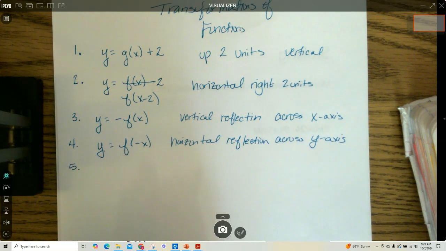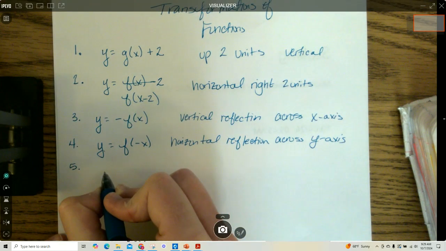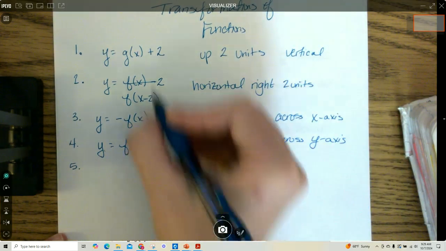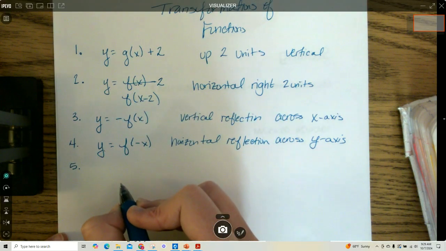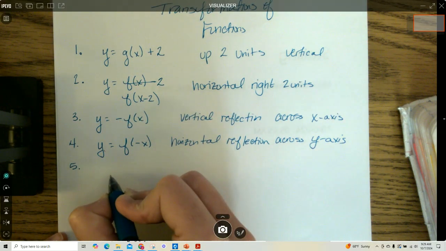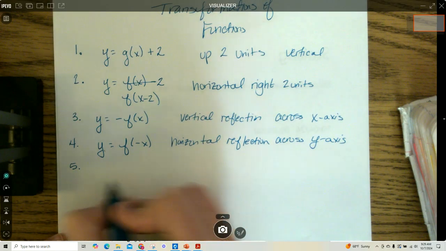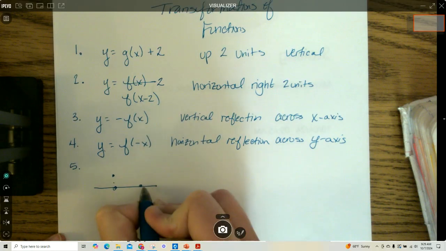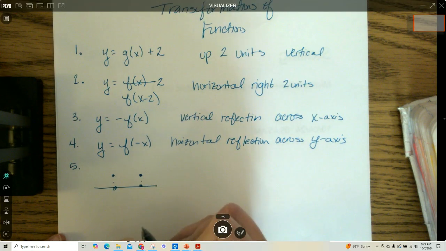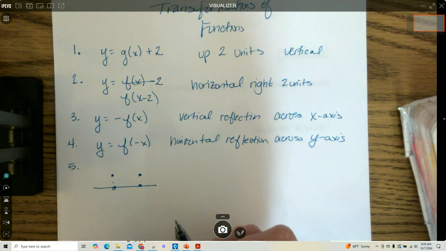I have a feeling the next one is stretches and compressions. These are the ones that mess me up. Use the graph of y equals f of x to graph the function g of x equals f of x plus 2. Okay, so if it's plus 2, take each of these points and just move them up. It just wants the graph.